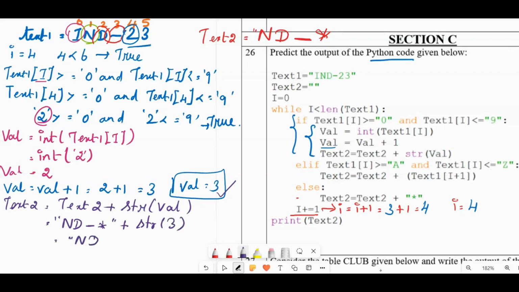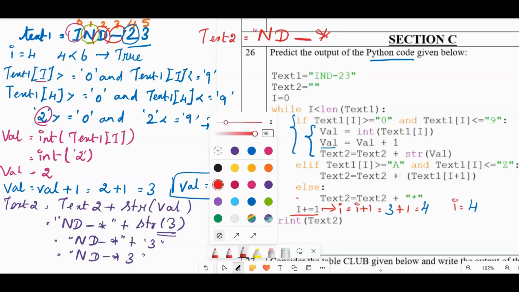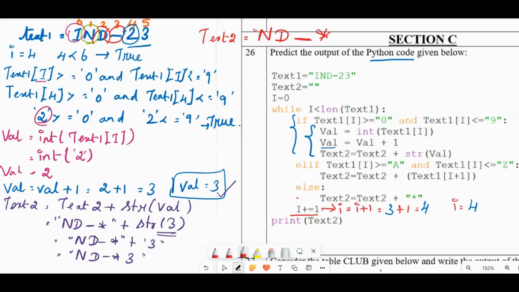The next is N, D, hyphen, star plus what is under the string of 3? str of 3 is 3 with quotation marks. Okay, and then write all those things combined. So ND hyphen star 3. Okay, and I'm updating now with the new value of text 2 here. The 3 is getting added now. Okay, and on the next iteration I'm deleting this.